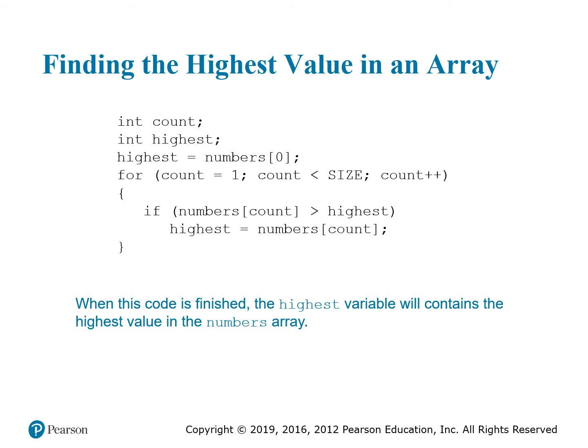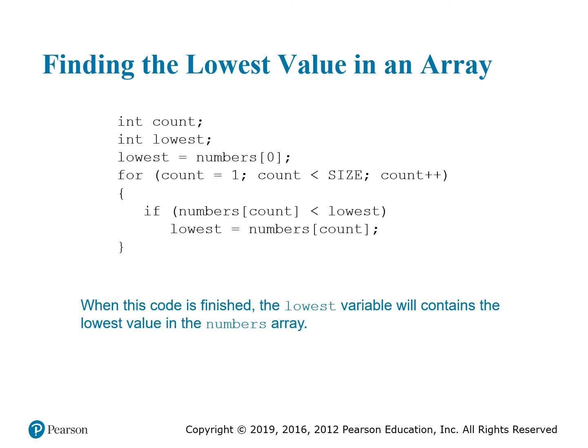You can easily find the highest number in an array by stepping through it. You set highest to be numbers at 0, then you start your count at 1, go up as long as it's less than size, and at each one, if numbers at count is greater than highest, then you let highest be numbers at count. You could do the same thing with lowest, except you just change the direction of your greater than or less than operator.